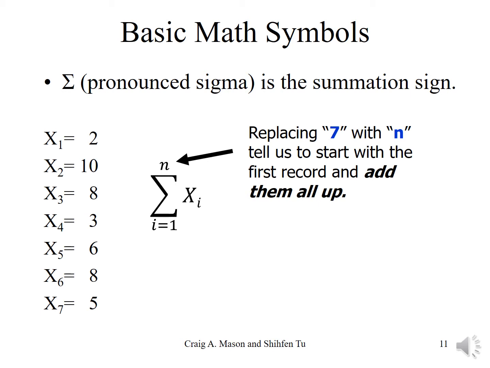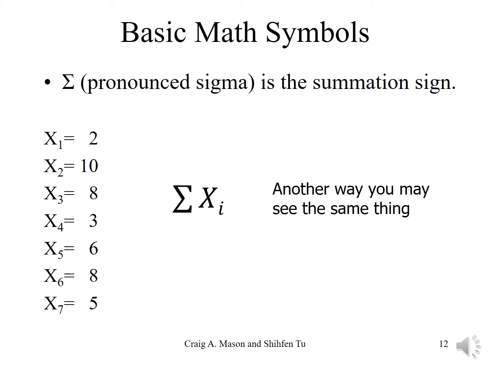Later on, you may see other letters on top like J or K, where those letters refer to some other specific value, such as how many different groups there are in our sample. You may just see the summation sign with nothing indicating the range to add up. No I equals or number or N or anything. This is just another way of saying add them all up. Okay? Let's go through a couple examples for practice.